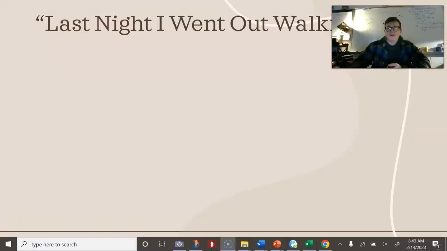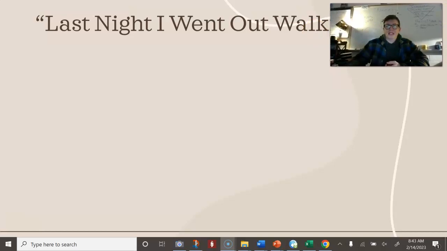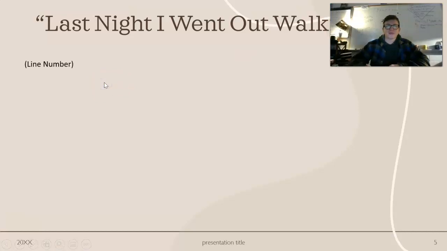Here's an example of a poem. This is called Last Night I Went Out Walking. I'm going to show it to you, and we're going to break it down into its stanzas and lines. The things that appear in parentheses are line numbers.